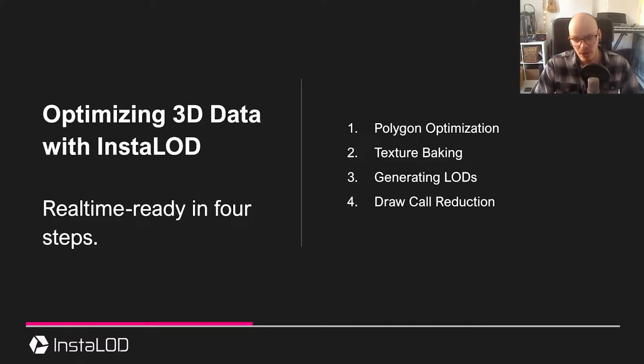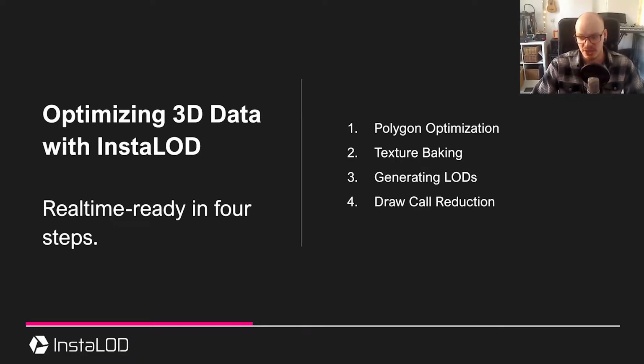So I've broken this entire presentation down into 4 different chapters and 4 different problems that need solving, or in this case, that need optimizing. So the first optimization that we are going to have a look at today is the polygon optimization. Then we're going to have a look at some texture baking to optimize the amount of textures and also optimize the draw call count.